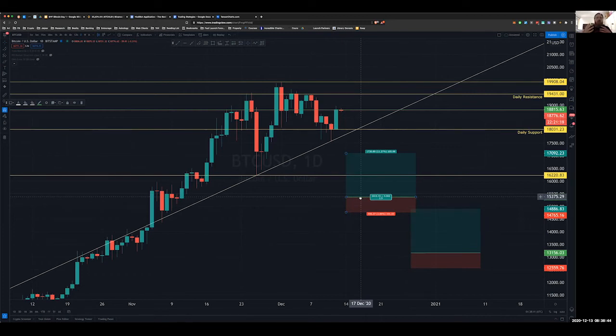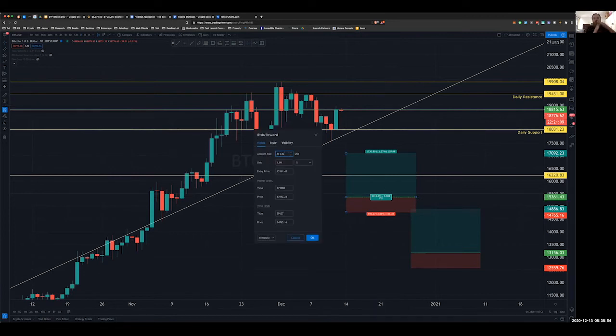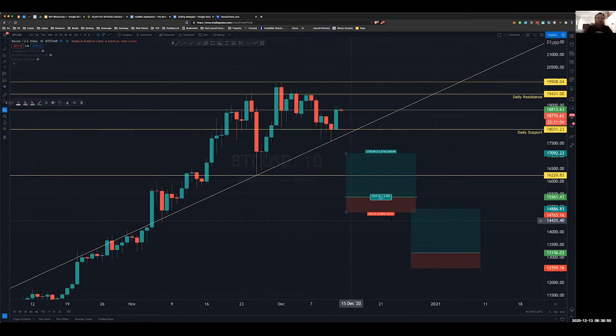But you want to kind of minimum do 1.5 to 1, because otherwise, why would you risk $1 just to make $1.10? You know what I mean? You want to have some kind of reward in there, depending on which way you believe the trade is going to go.